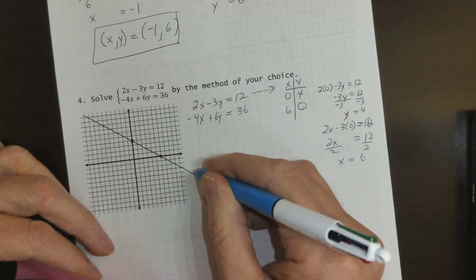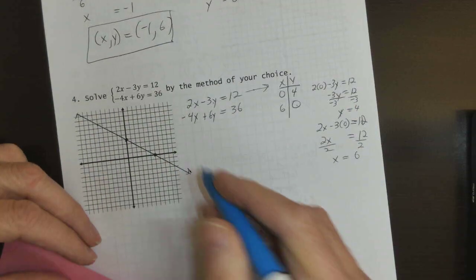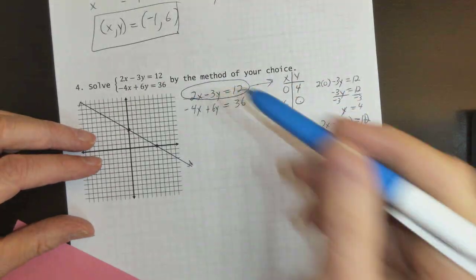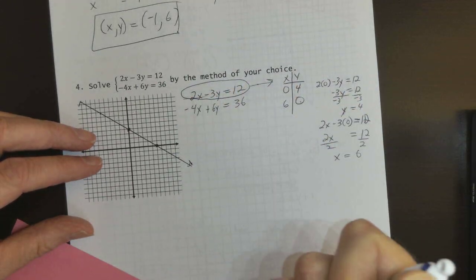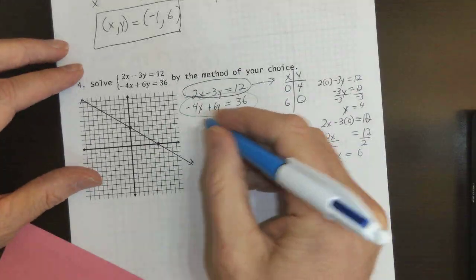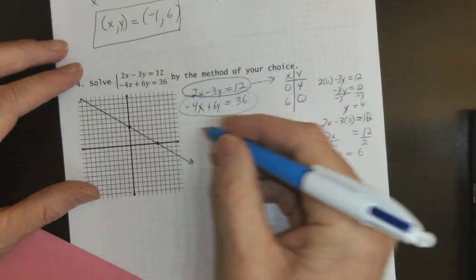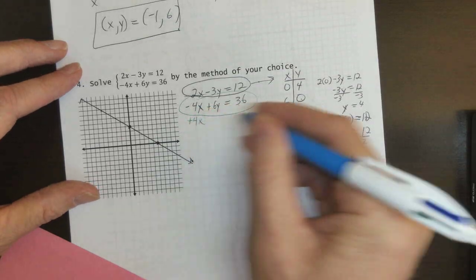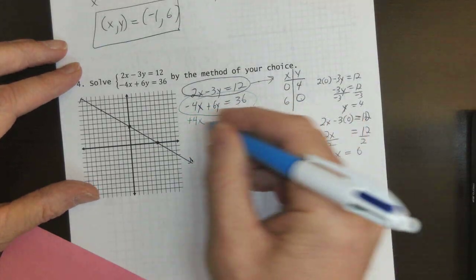All right, did this one in black. I need to graph the other line. So this line is graphed in black. Let me graph this one in green. This time, I'm going to choose a method that I saw a lot of you doing. I'm going to solve for the y. I'm going to add 4x to both sides.